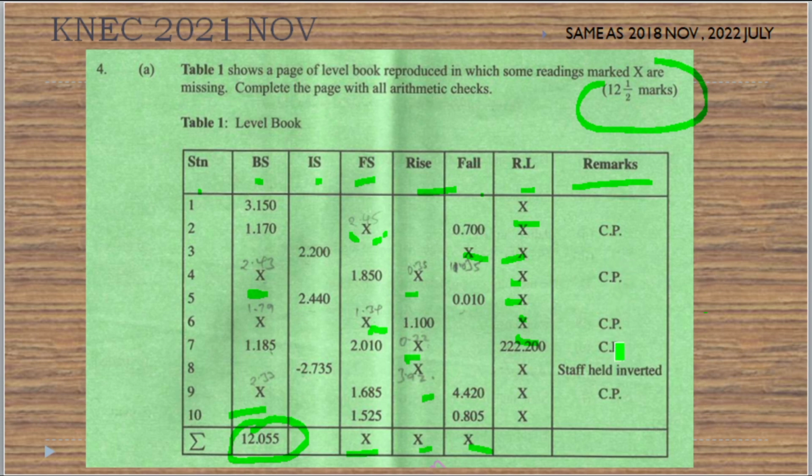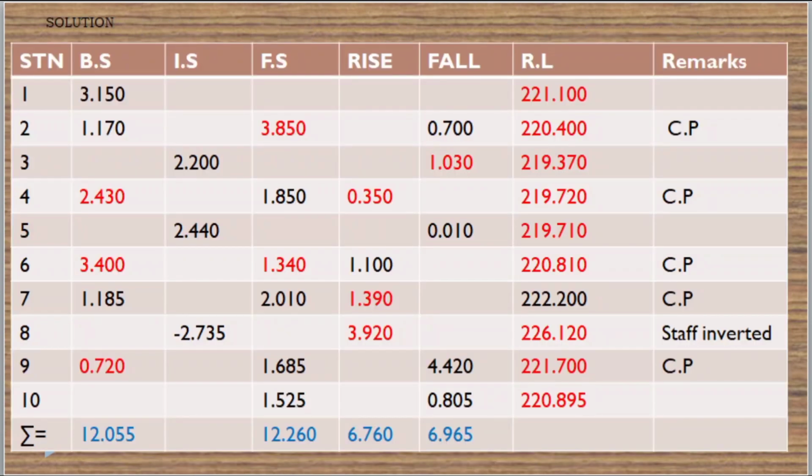We have change points: the first, second, third, fourth, fifth, so we have 5 change points. Then the staff was held inverted at this position here, so there we have a negative, illustrating the staff was held at an inverted position. Let's go directly to the solved example.